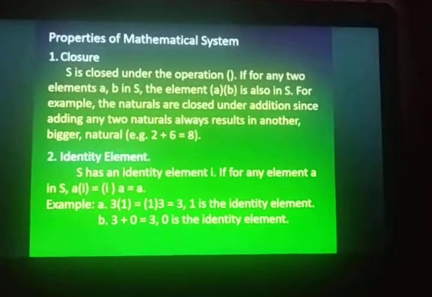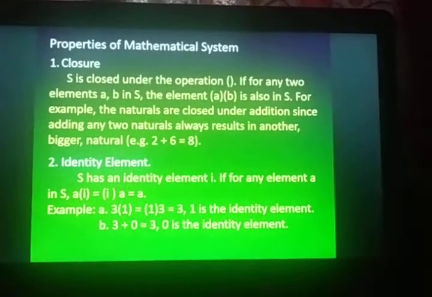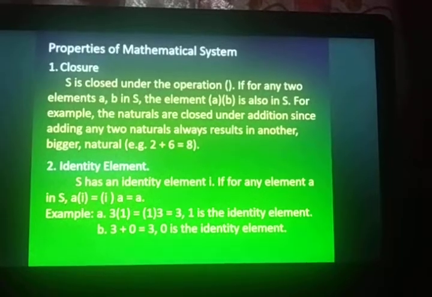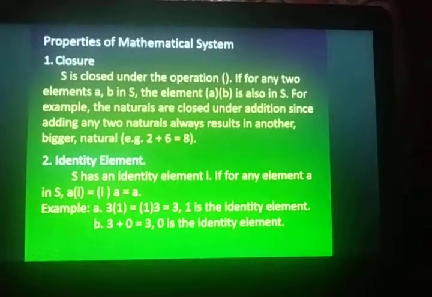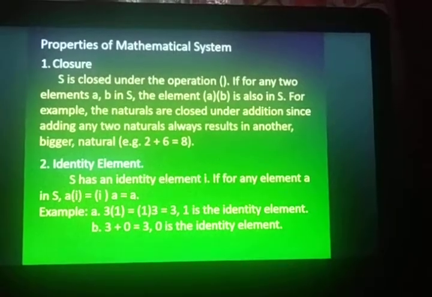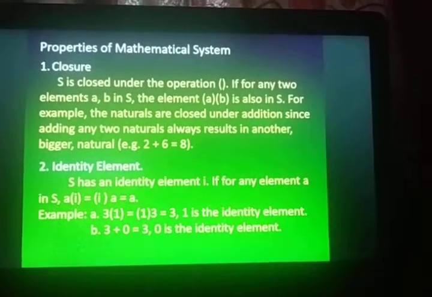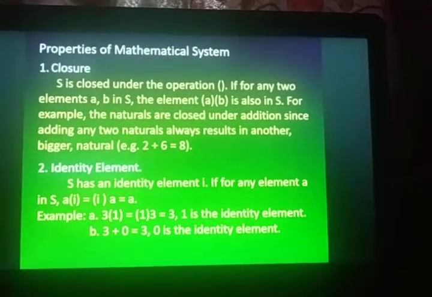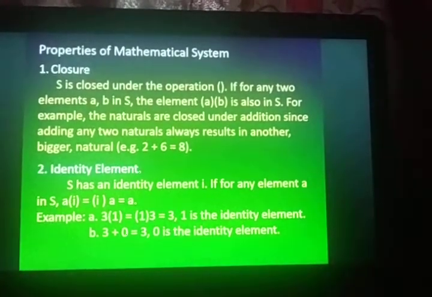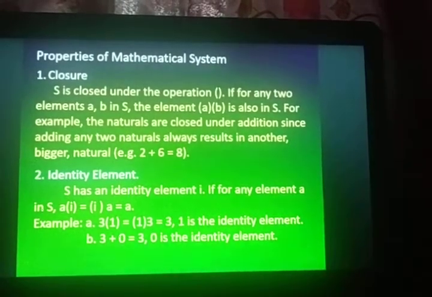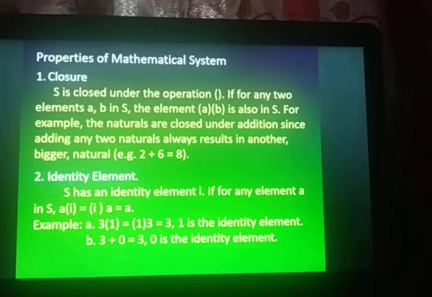Example A, 3 times 1 equals 1 times 3 equals, final answer, 3. So 1 is the identity element, which means any number multiplied by 1 will be the same number. Any number: 1,000 times 1, the answer is the same number, 1,000. 1 million times 1, the answer is still 1 million. Negative 1 times 1, the answer is negative 1. So it is called the identity element of 1.